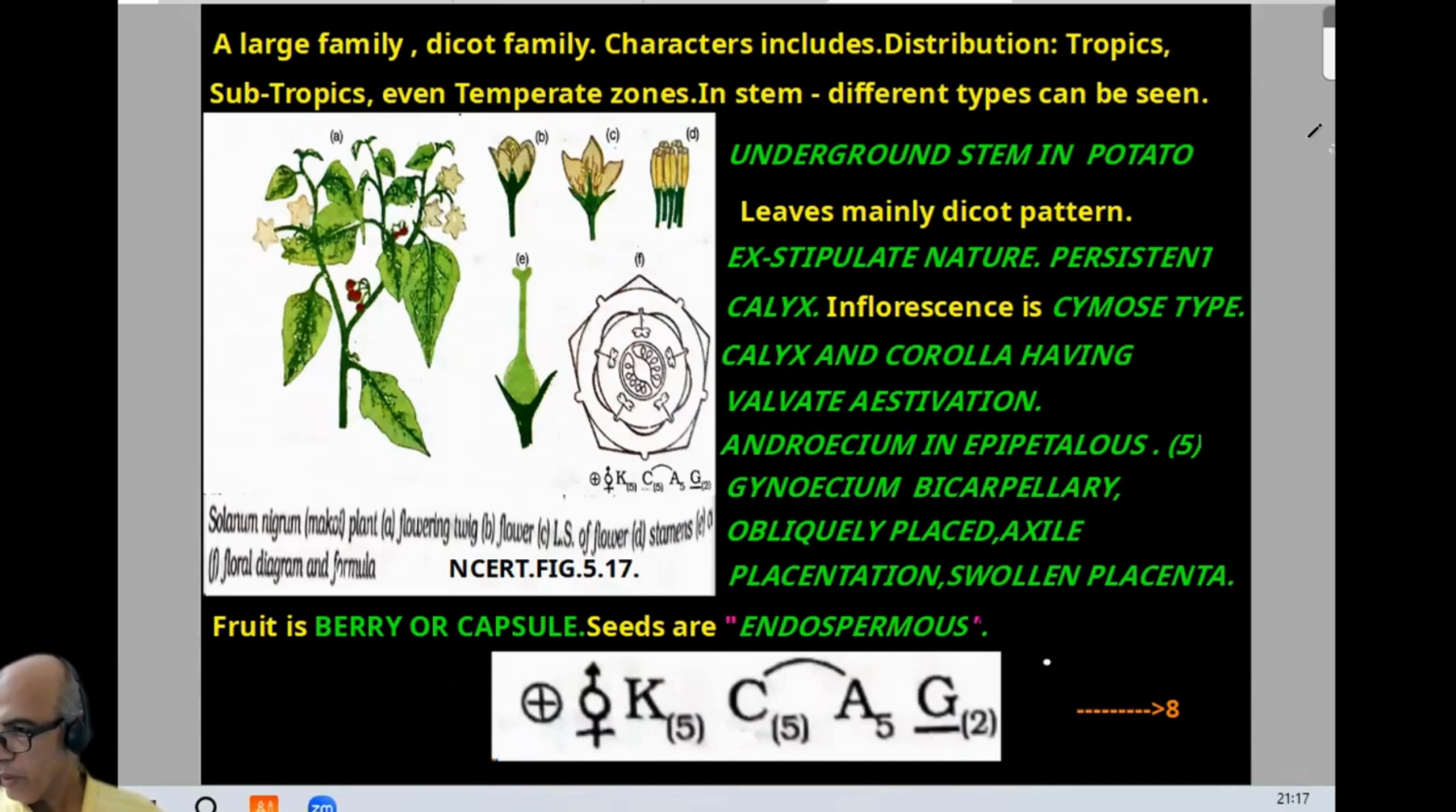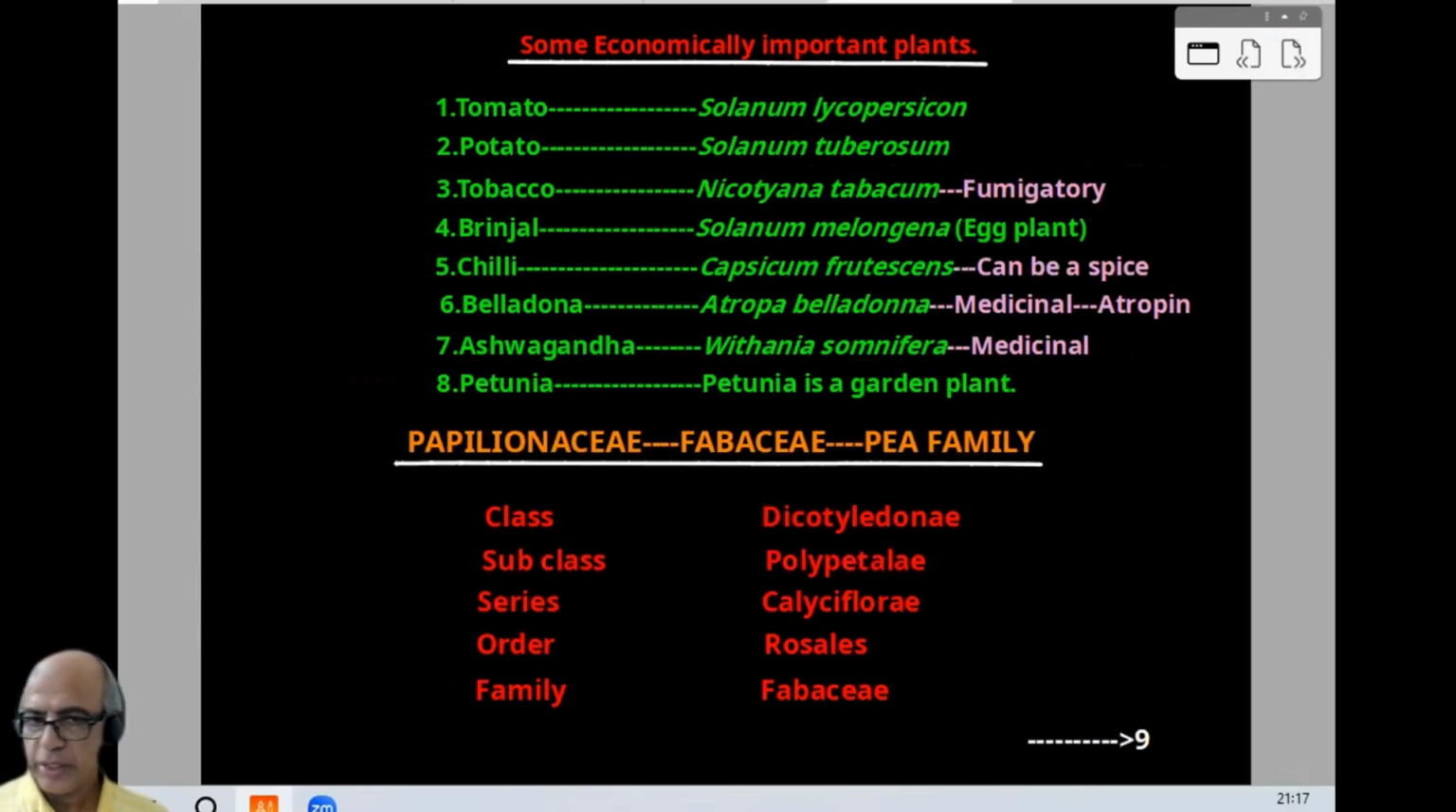Now we can proceed to economic aspects. Tomato, Solanum lycopersicum; potato, Solanum tuberosum; tobacco, Nicotiana tabacum, used as a fumigatory; brinjal, Solanum melongena, eggplant; chili, Capsicum frutescens, that is, can be a spice. Belladonna, Atropa belladonna, a medicinal plant from which atropine is obtained. Ashwagandha, medicinal, Withania somnifera. Petunia is a garden plant, an ornamental plant. Still many are there, we don't need them, because it is endless. So what NCERT has given is one or two plants.